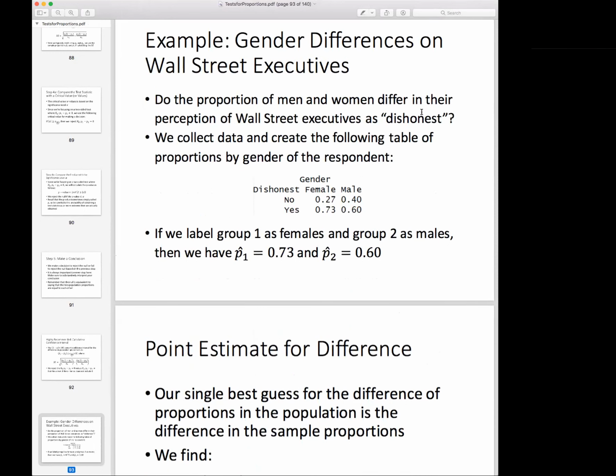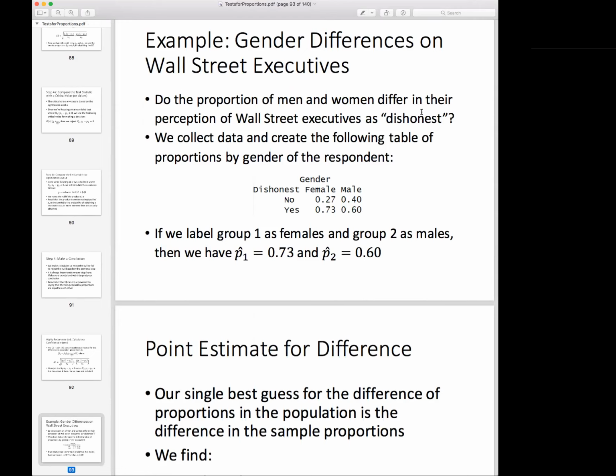So in this example, we're asking, do the proportion of men and women differ in the perception of Wall Street executives as being dishonest? So in this case, we're going to break it down by gender of the respondents, so male and female respondents, and we will look at those who believe that Wall Street executives are dishonest.